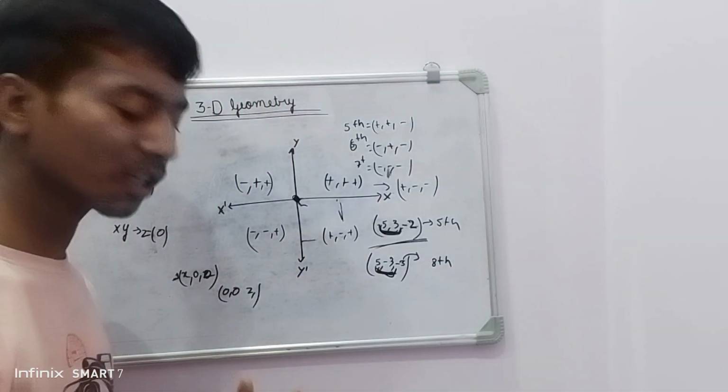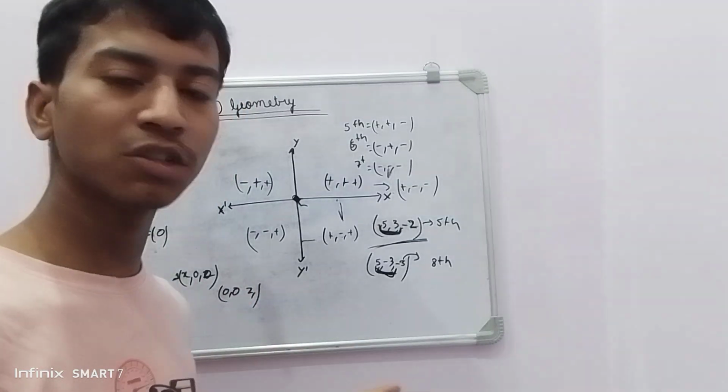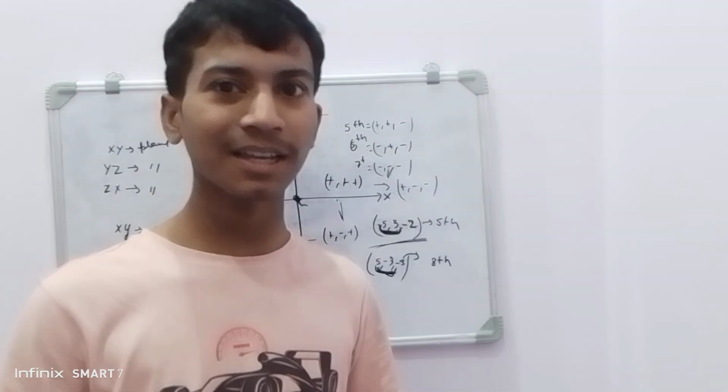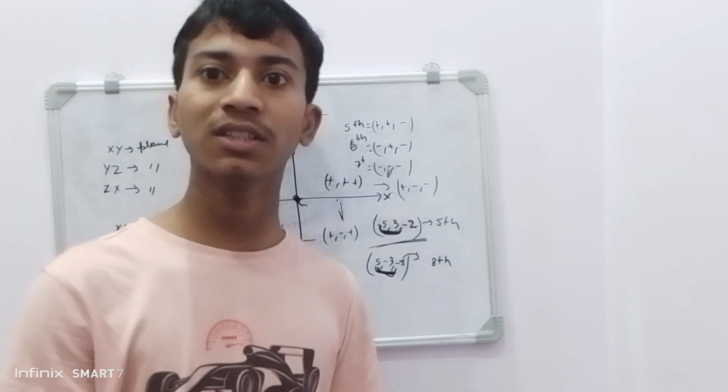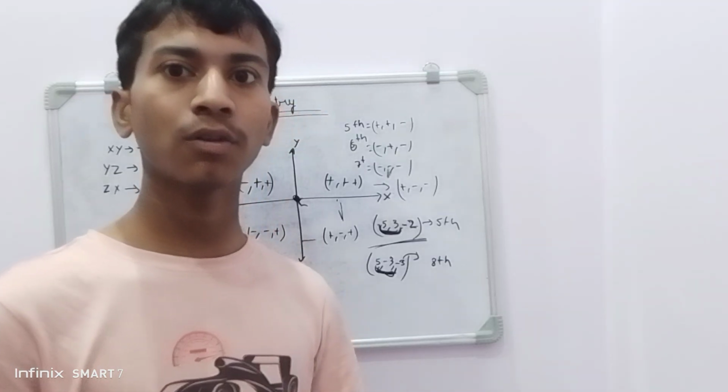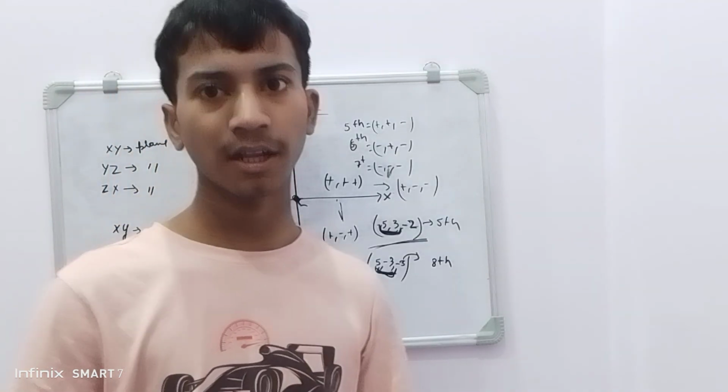So I think you understand how you have to use coordinate geometry to get a more precise location. And in the next video I am going to talk about the distance formula and section formula of 3D geometry. And thank you for today.